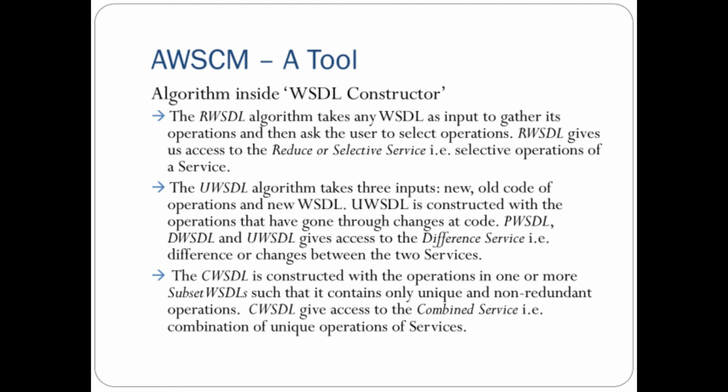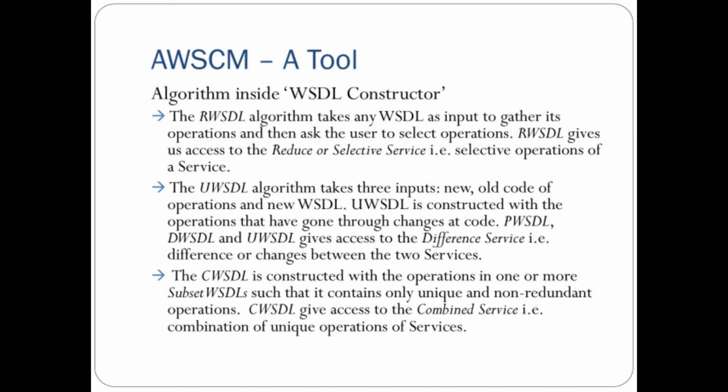Then the UWSDL algorithm takes three inputs. What are the three inputs? The new and old code of an operation and the new WSDL. These are the three inputs which go into the UWSDL algorithm, and the UWSDL is constructed with the operations that have gone through changes at the code level. The changes that happened in the code are captured with the unit differencing tools, and then the UWSDL is constructed only with those operations which have undergone changes.